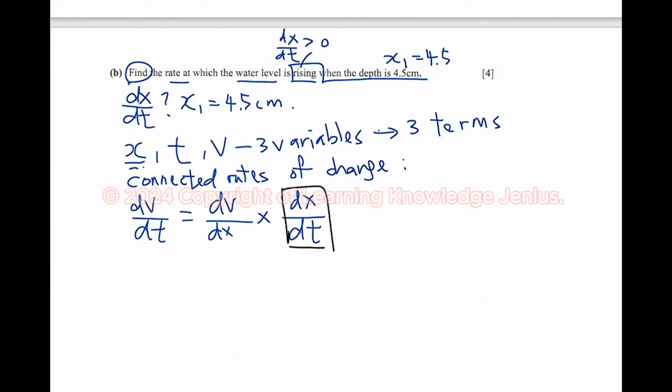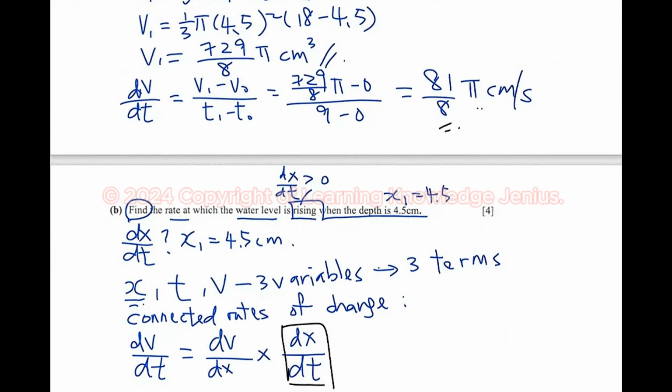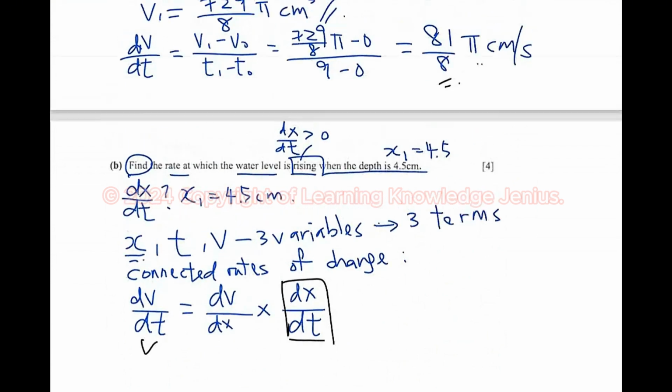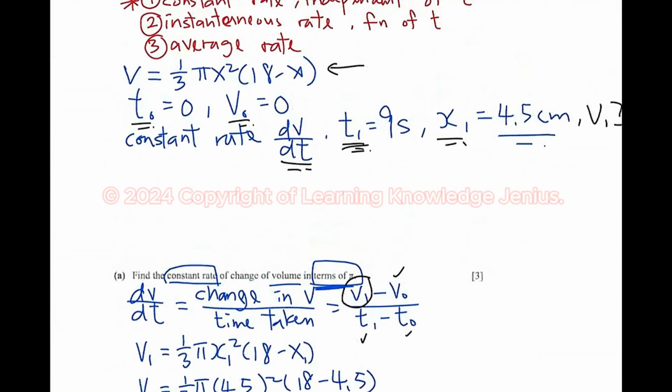And we have to see, do we have the dV/dt? If you scroll up, yes, you have a dV/dt here. So this is what we have. Now dV/dx, are we able to find the dV/dx? Remember, we have our V in terms of x, so we can actually utilize it to find our dV/dx.